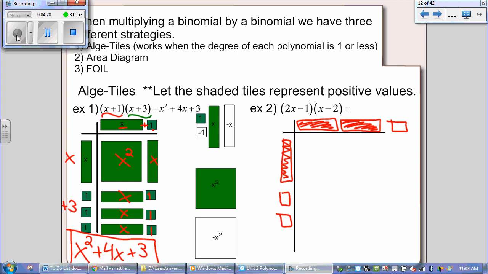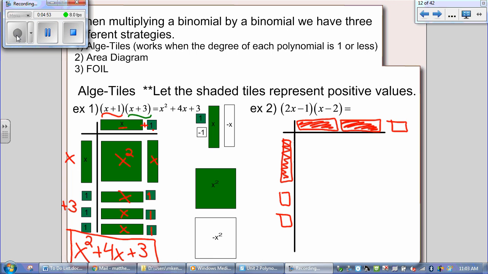My setup, on the top, I put the first binomial, the 2x minus 1. Did I have to put the first binomial at the top? Could I have put it down the side? I definitely could. It doesn't matter. So if you did the first binomial down the side, that's all right. If you put the first binomial on the top like I did, that's all right too. But what you do have to have is 2x minus 1, either on the top or down the side. The second binomial then has to be on either the top or the side.